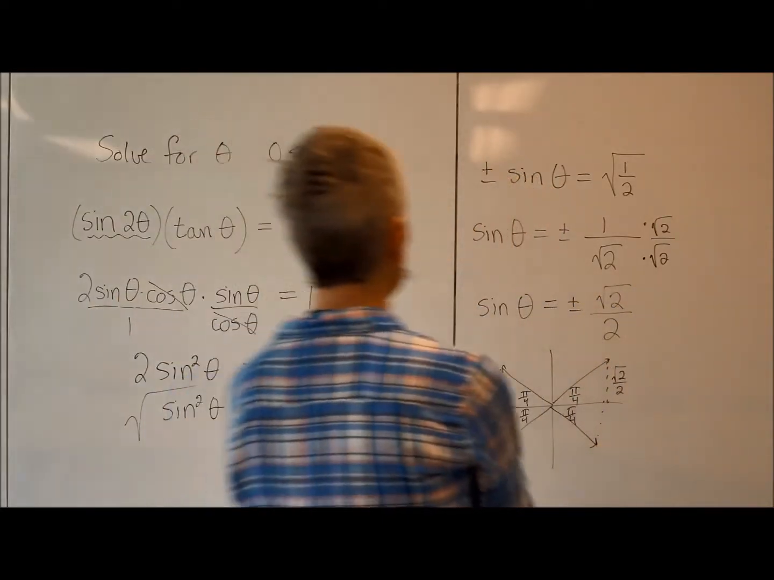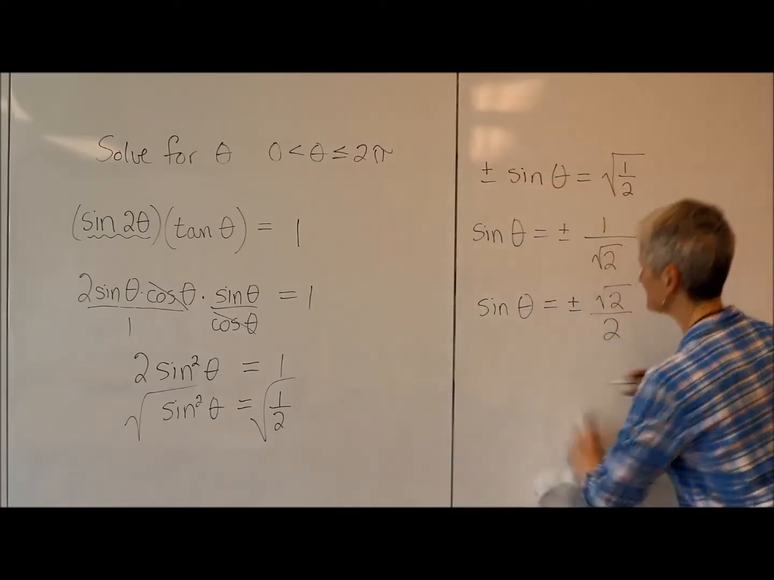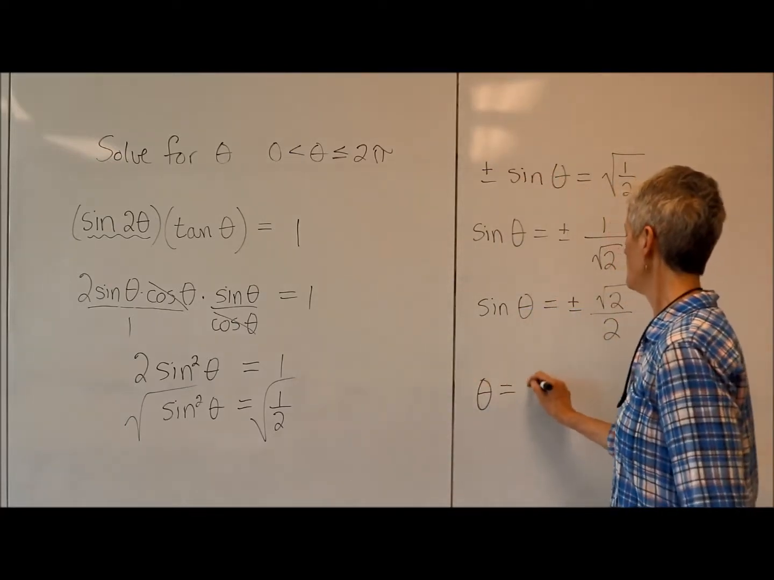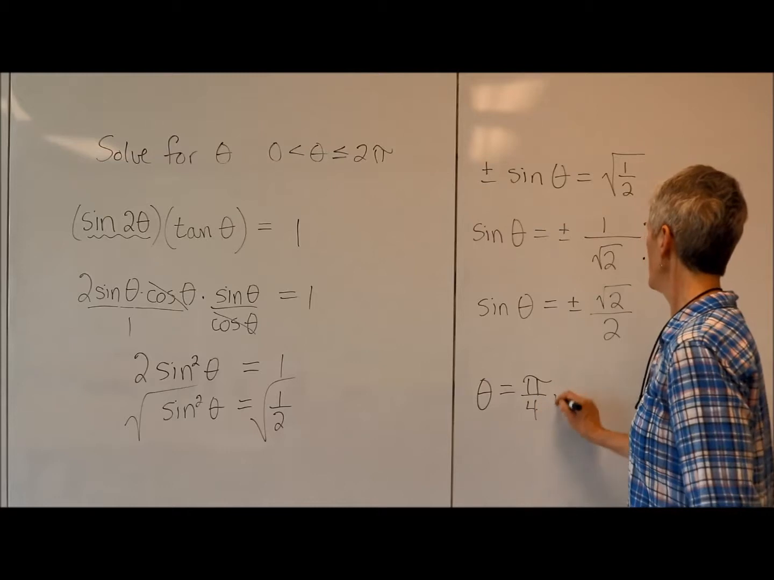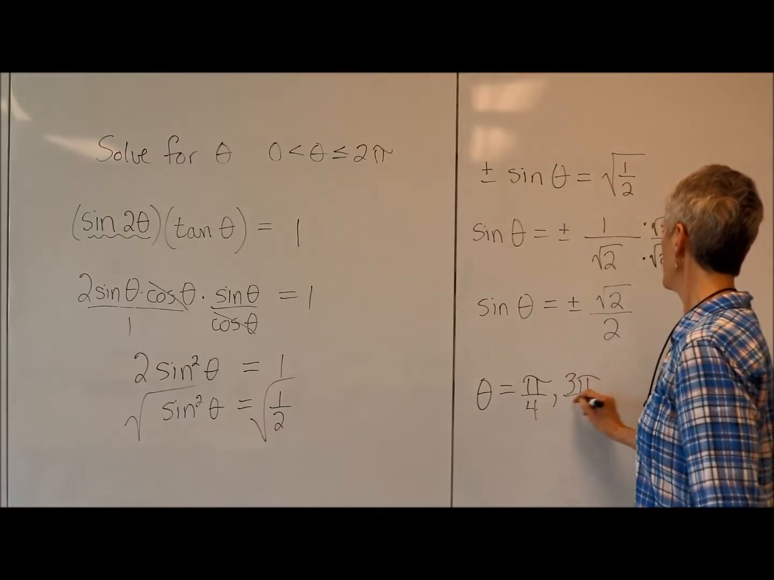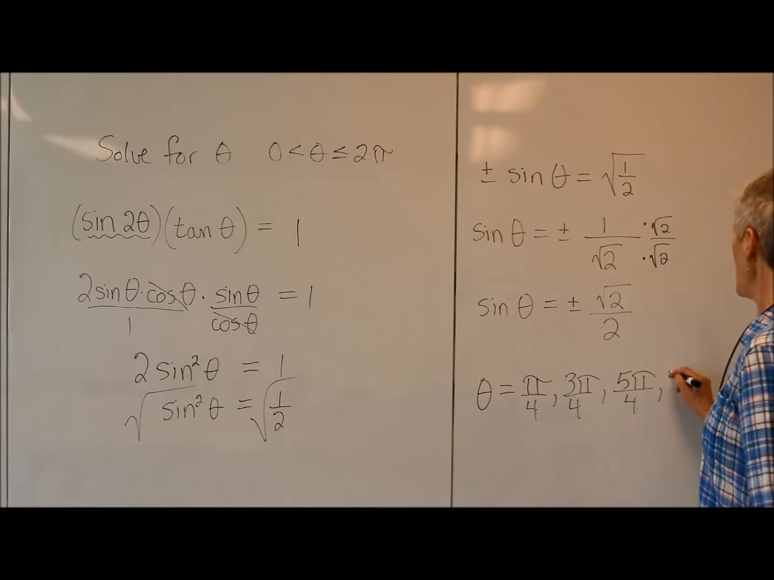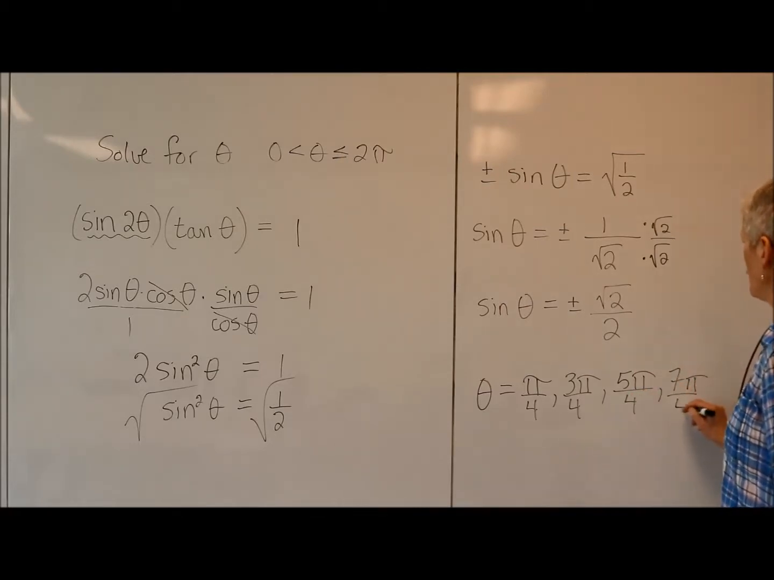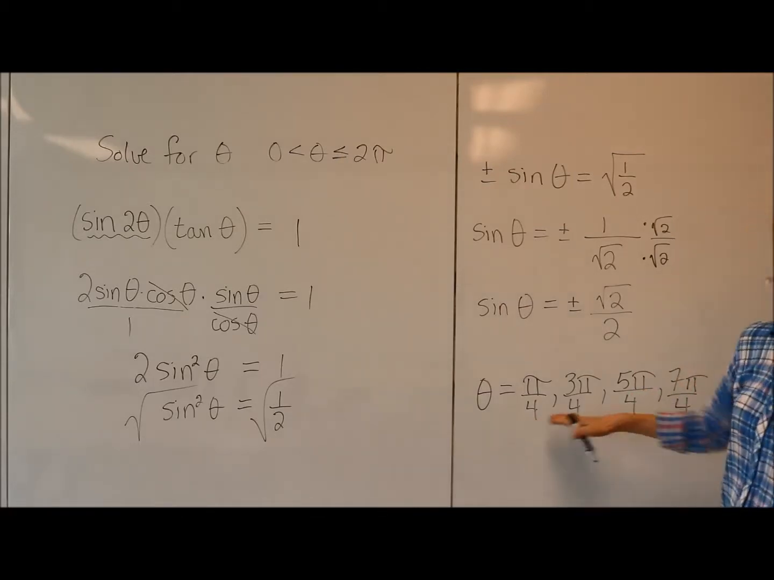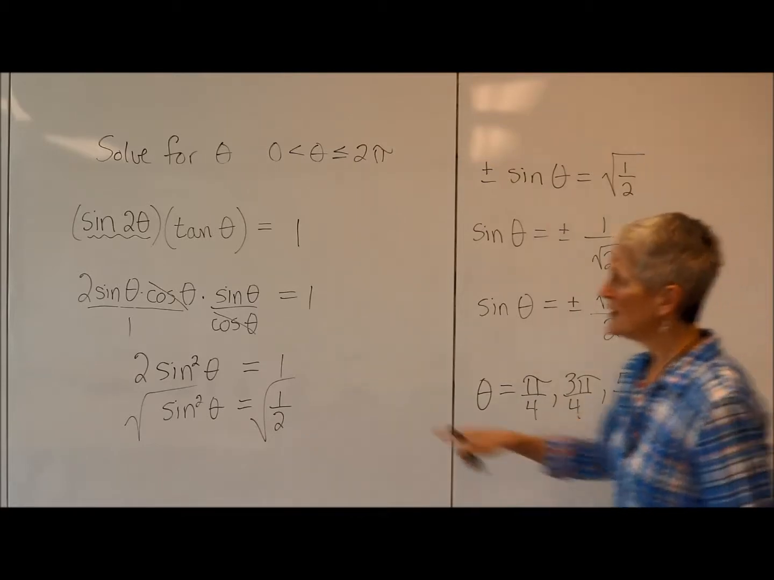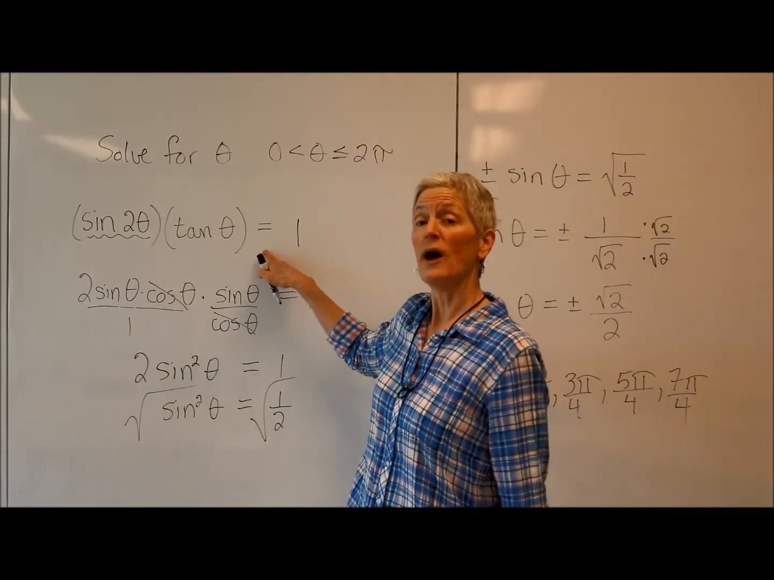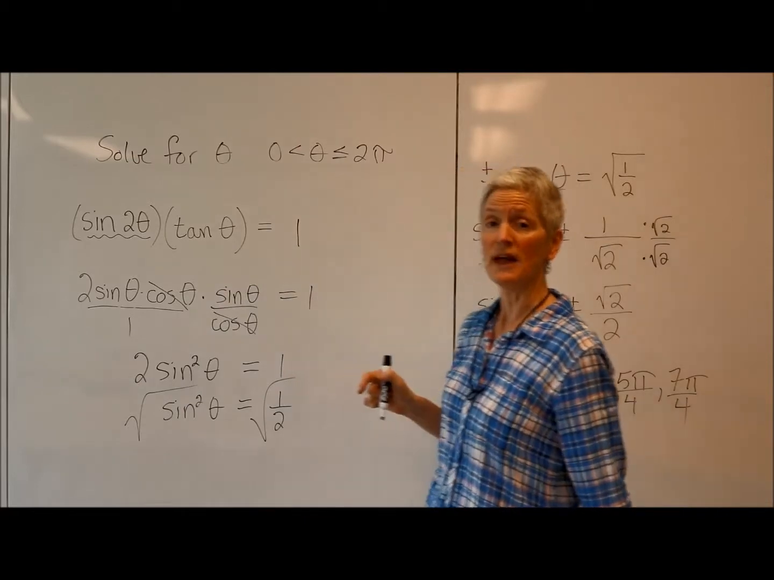All right, let's just write all those down here. So pi over 4, 3 pi over 4, 5 pi over 4, and 7 pi over 4. 4 answers. And of course, I could check these by substituting each one into my original equation, and I should get something true.